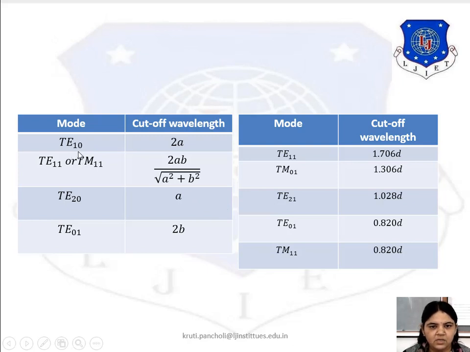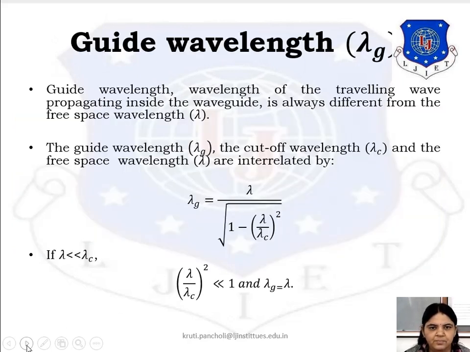TE10 mode is the dominant mode, and for that the cutoff wavelength is 2a. Then TE11, TM11, TE20, TE01. According to the mode which can propagate through the waveguide, we can go for the cutoff wavelength equations. Next is the guide wavelength.